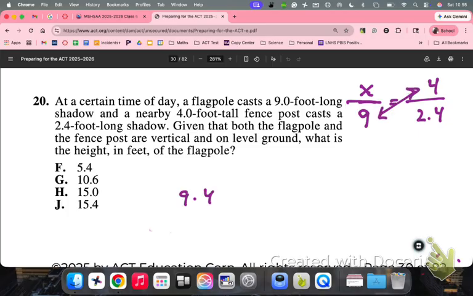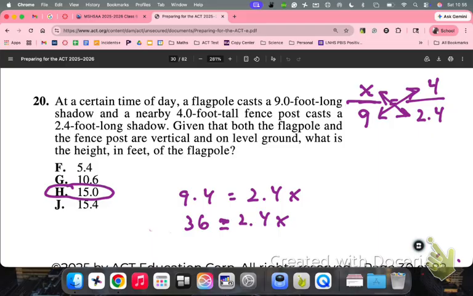9 times 4 equals 2.4 times x, 2.4x. So 9 times 4 is 36, equals 2.4x. And if I divide both sides by 2.4, I'm going to get 15. 15 is my answer. x equals 15.